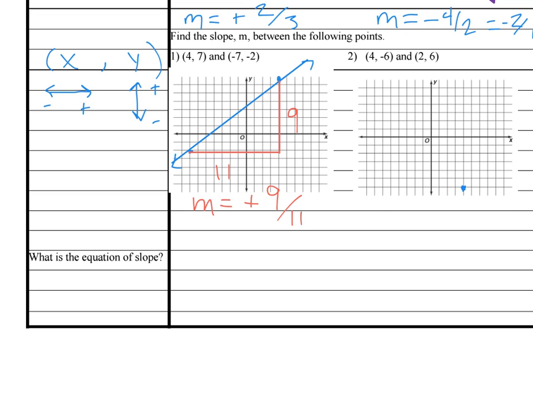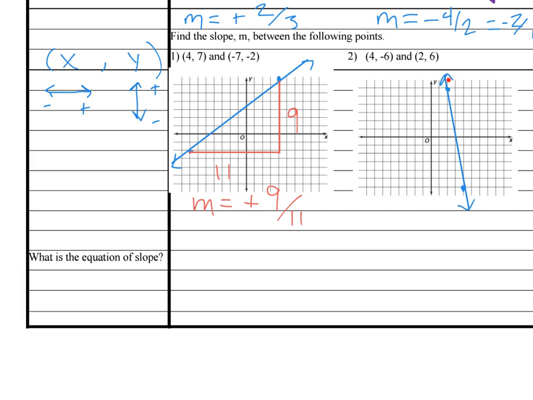Next point is 2, 6. So I start at 0 and I go to the right 2 because it's positive, and then I go up 6 because that's where the y is. Y tells me up or down, and it's positive, so I go up 6 from here. 1, 2, 3, 4, 5, 6, right here. Then we connect the dots and draw our line.